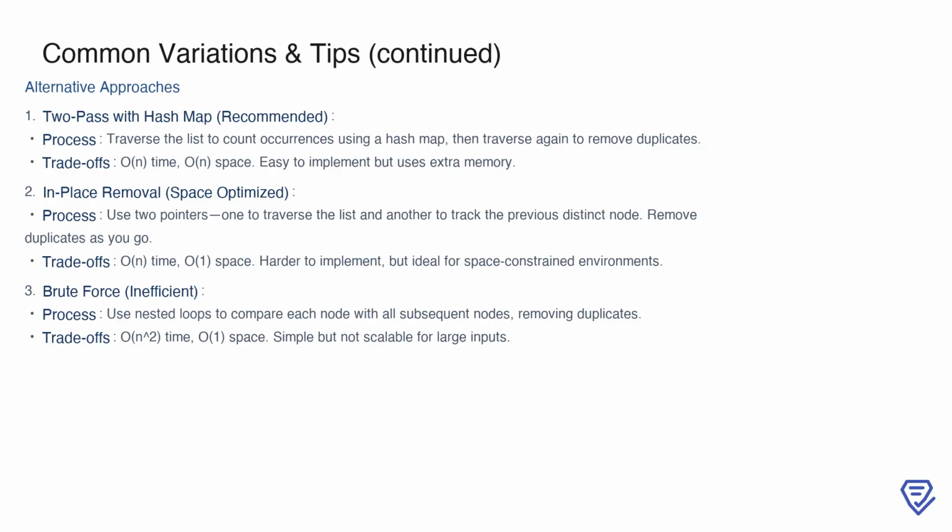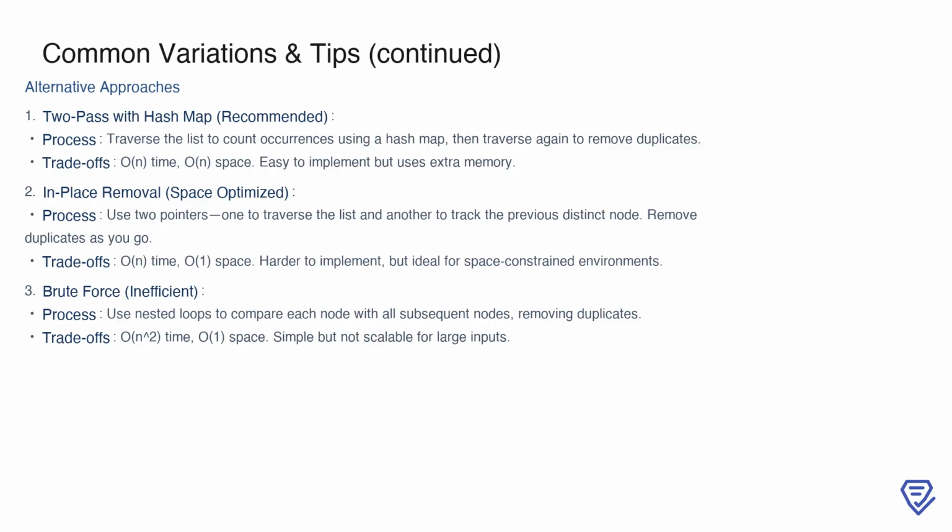For environments where space is limited, the in-place removal technique is a better option. This approach uses two pointers, one to traverse the list and another to keep track of the last distinct node. Duplicates are removed as you go, achieving O(1) space while maintaining O(n) time. However, this method is more complex to implement and requires careful pointer management.